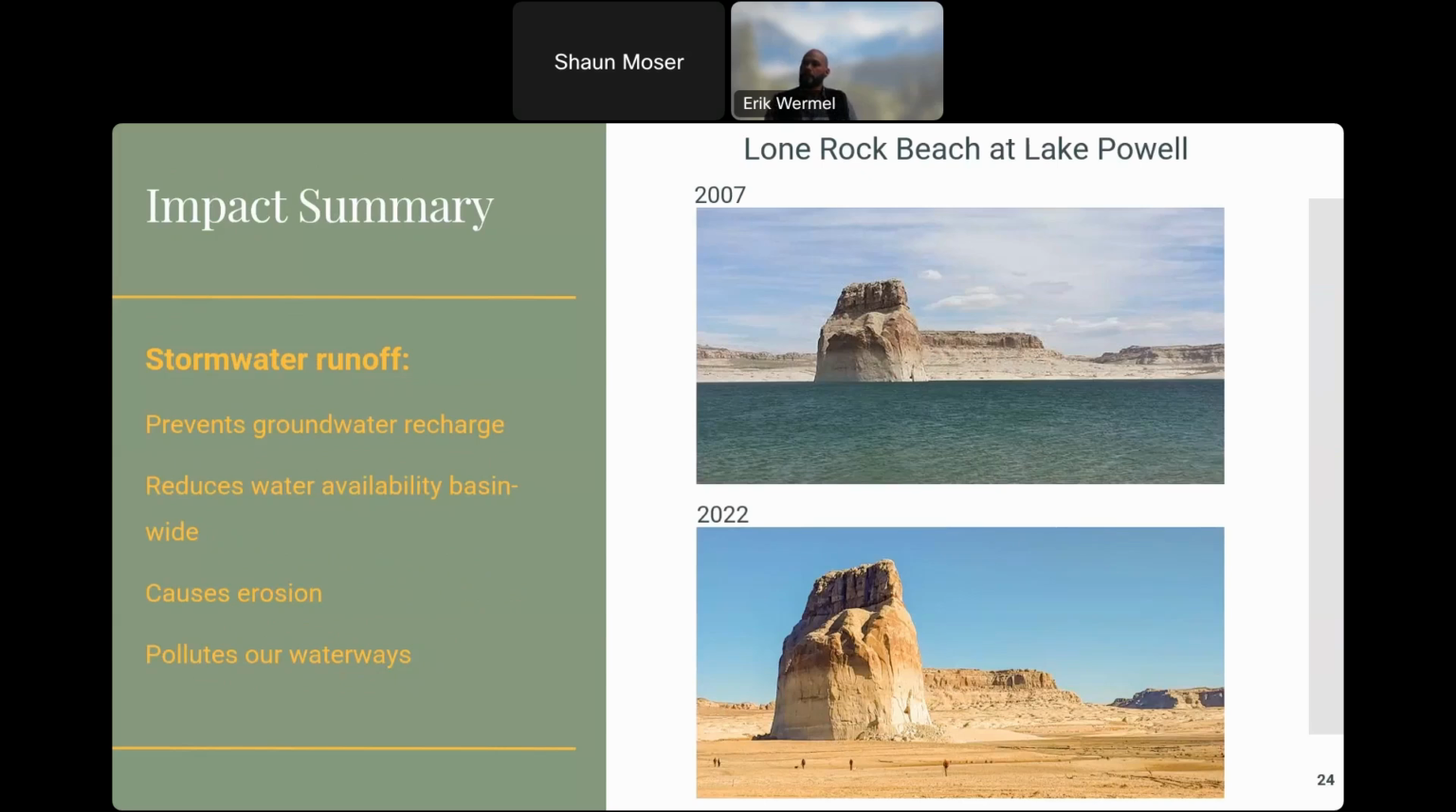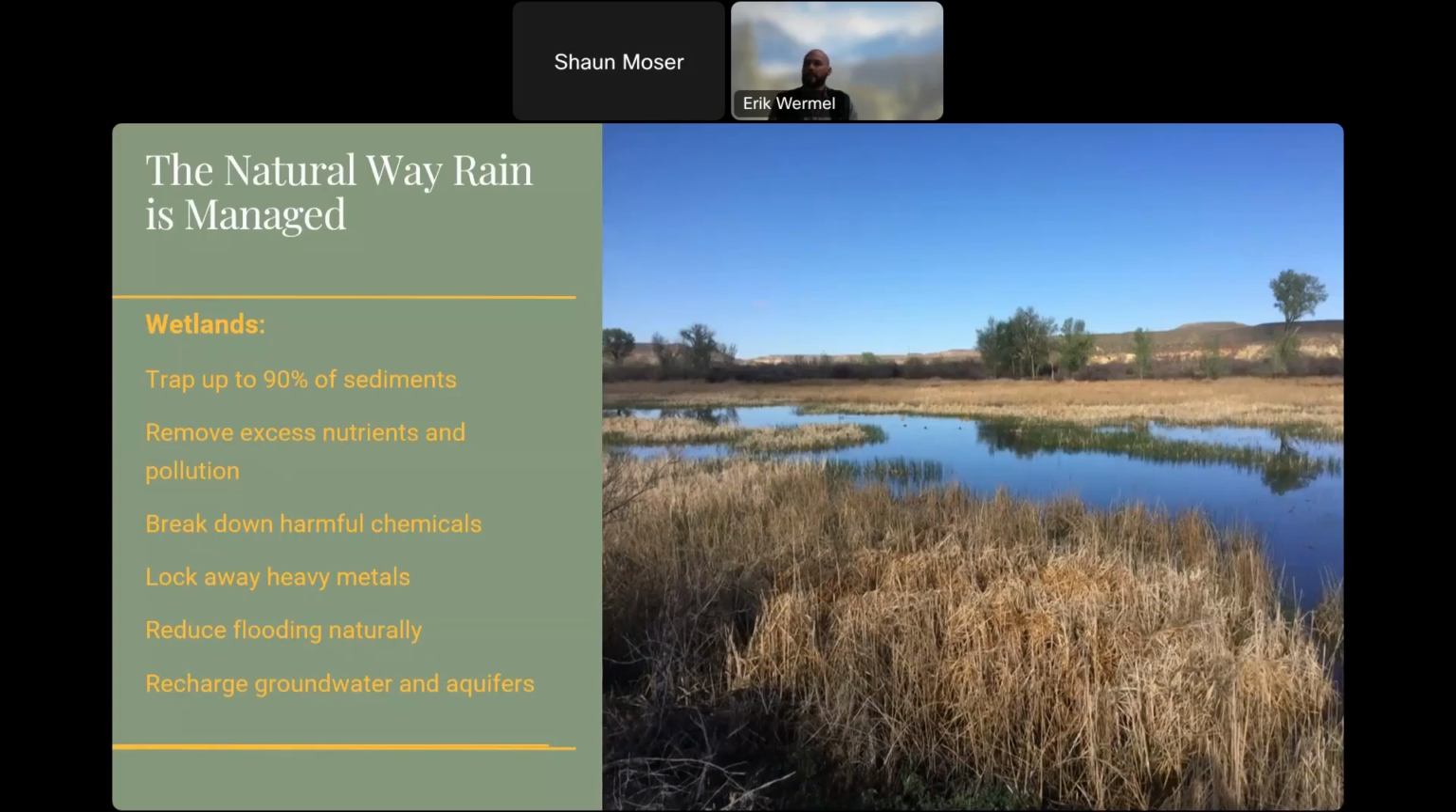Okay, so we've just seen that stormwater runoff affects water quality, but the impacts go beyond pollution. Here's what this runoff really does to our watershed. So first, it prevents the groundwater recharge. Second, it reduces water availability in our basin, across the entire basin. Third, it's causing significant erosion. And finally, it's polluting our waterways. So stormwater carries with it everything we leave behind, and it sends it straight into our rivers and lakes. So it's not just an inconvenience, it's disruptive, and it affects water availability basin-wide.